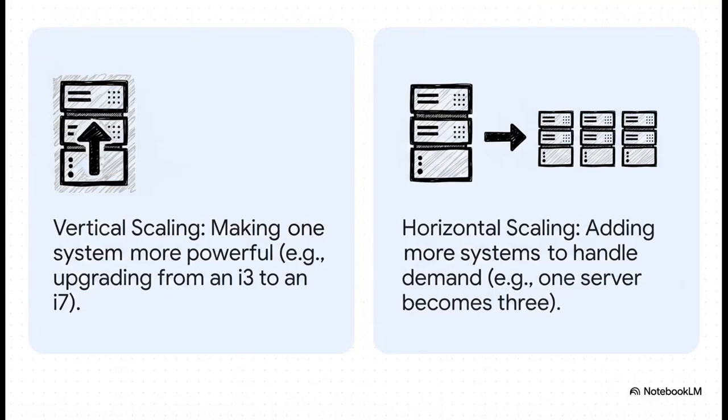But how does it scale? This is super important. You've got two main ways. On the left, there's vertical scaling. That's like taking one server and just making it beefier, like upgrading your laptop's processor. It works, but you eventually hit a wall. On the right, though, you have horizontal scaling. This is where you just add more servers. One becomes two, two becomes four, and this is the cloud's real superpower. It's practically infinite. A good architect designs for this from the very beginning.